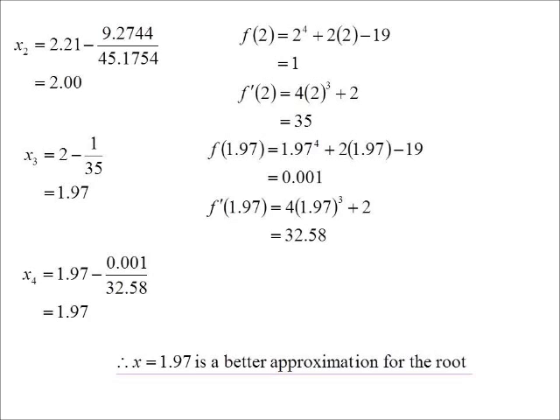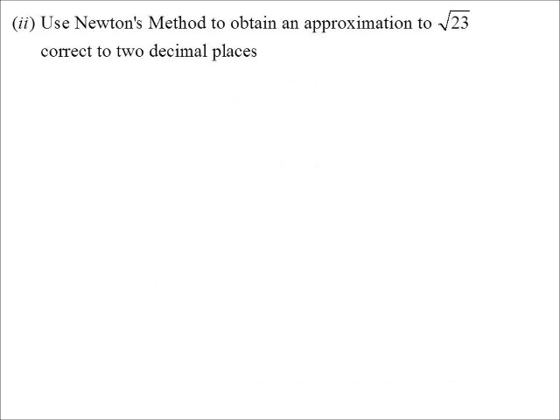Okay. So we can use this to do things like approximate the square root of 23. All I need is an equation, and I know its solution is the square root of 23. Well, x squared minus 23 equals 0 would give me the solution. So that's going to be my function. My derivative then is 2x.